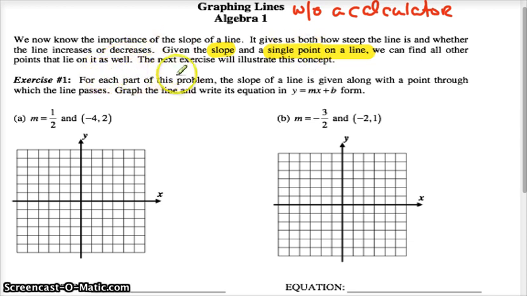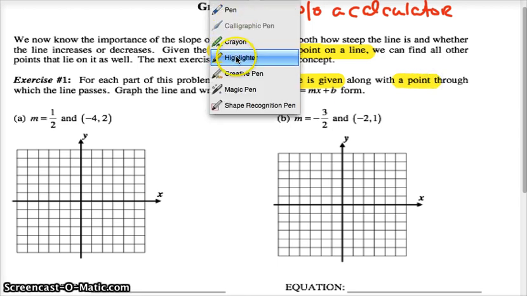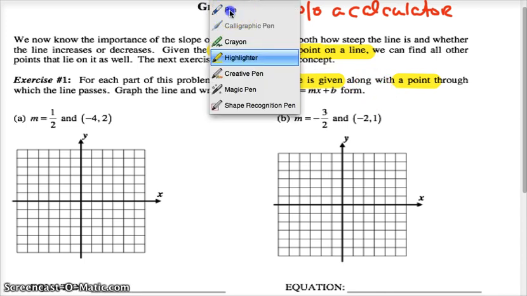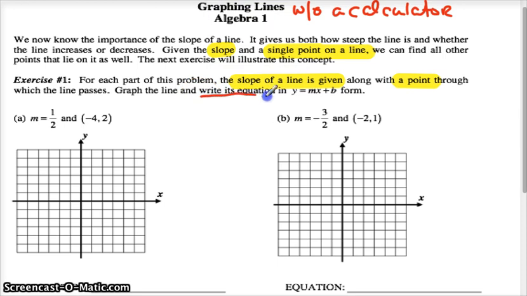It says for each part of this problem, the slope of the line is given. So slope is given along with a point. So there's a slope and a point, exactly what we need to graph the line through which the line passes. So graph the line and write its equation in y equals mx plus b form. Okay, before I do anything else, the minute I see write its equation, I should be writing m equals, b equals. Okay, we'll get back to that.